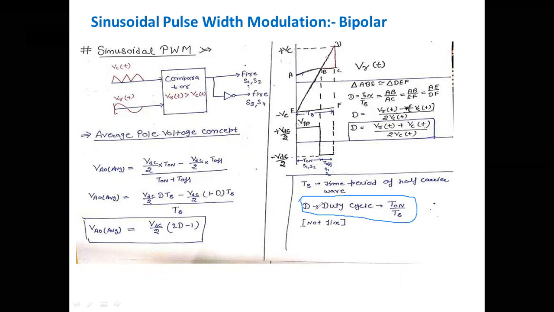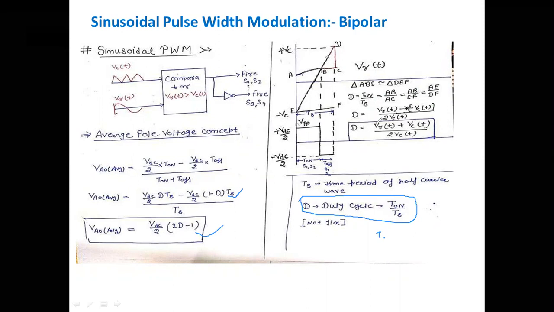You can easily write T off here, because as you know TS is equal to T on plus T off. So T off will give you TS minus T on. Similarly you can find here that T off will give you 1 minus D into TS. Okay, this is very simple, you can try it at home once. So from here we can calculate VA0 average is equal to VDC by 2 into 2D minus 1. So the average voltage is VDC by 2 into 2D minus 1.